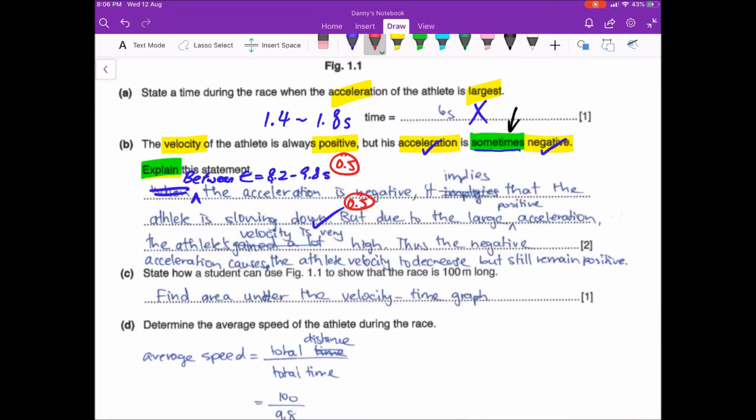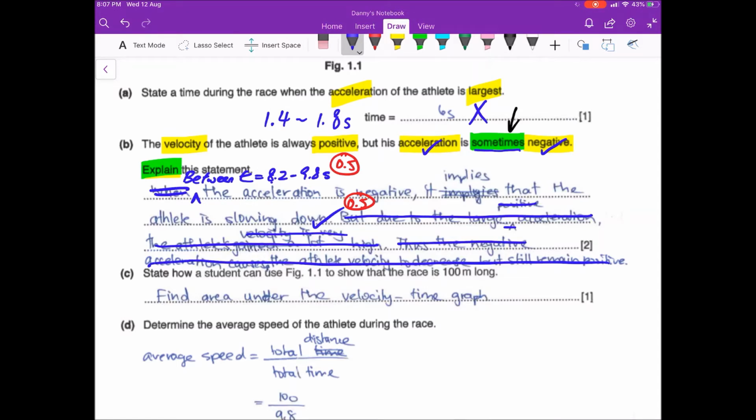Yeah, then after that, but due to the large positive acceleration, all these are unnecessary. So basically now the student is self-penalizing himself on all these unnecessary things, and to the marker it also shows me that these students are unable to actually pinpoint what I want from the question statement. But I won't penalize marks from him because he already self-penalized in terms of time. Thus, the negative acceleration caused the athlete's velocity to decrease, but still, you see, all these things are pointless.